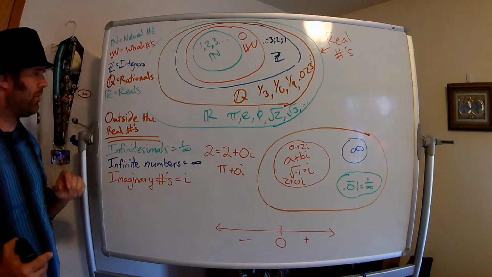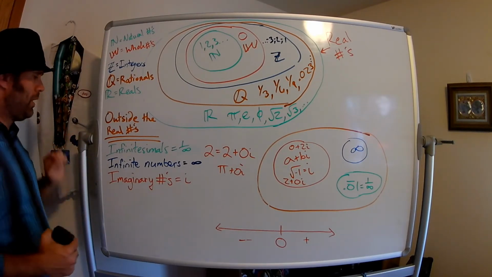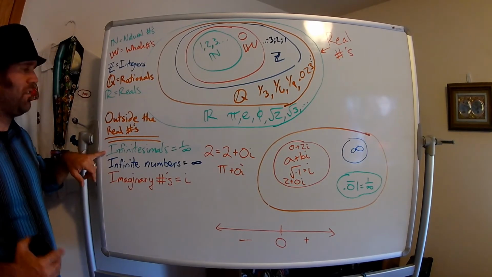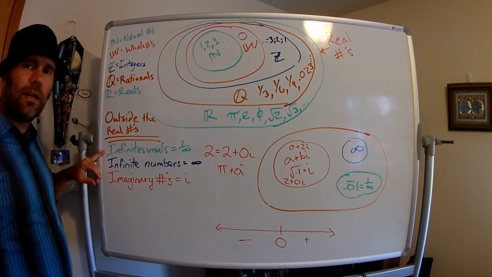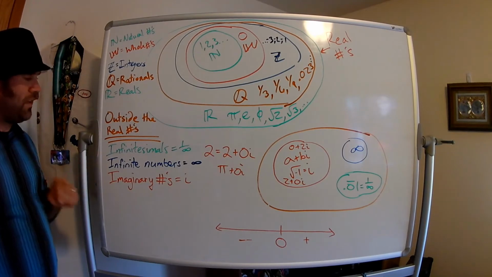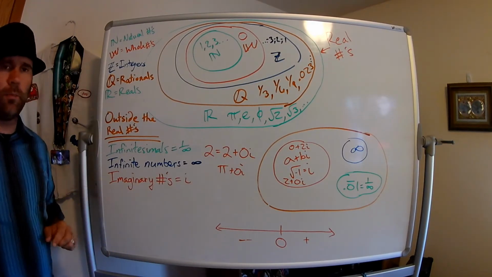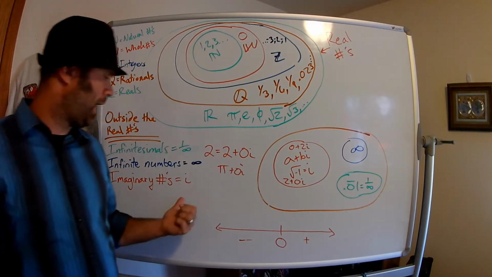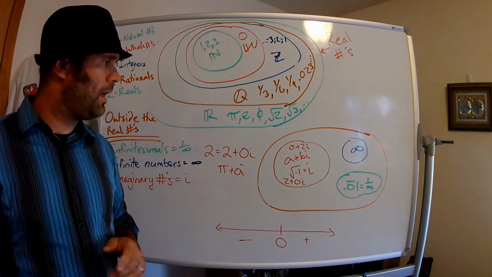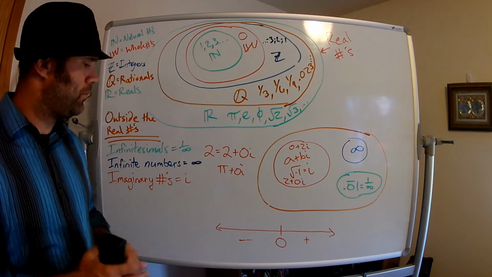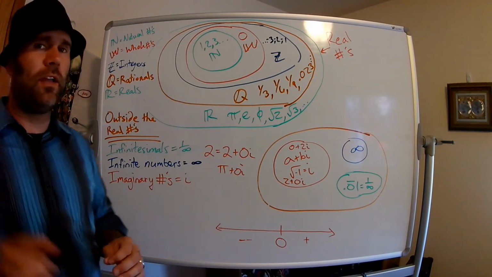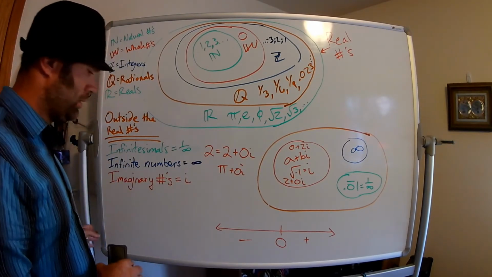Outside of the real numbers exist other numbers, which we talked about. Infinitesimals, these are infinitely tiny numbers. Infinite numbers, so infinity. And imaginary numbers, the number i. And let's move on. So let's see if we can understand imaginary numbers even better.